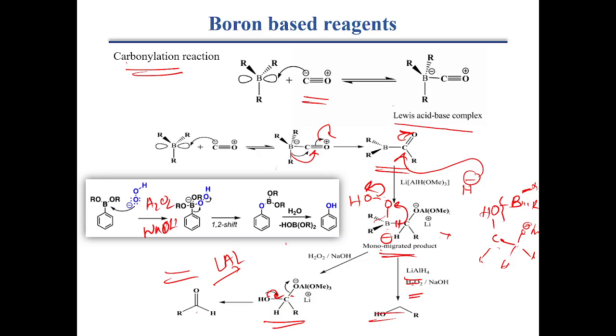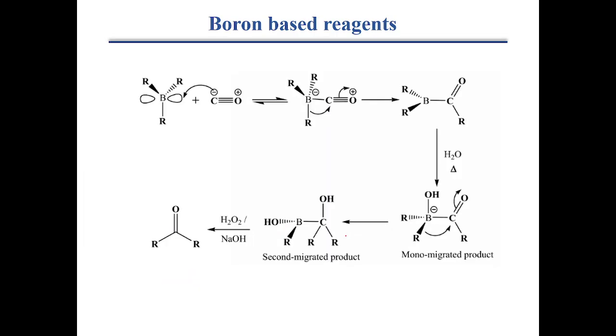So how is this alcohol formed? First H2O2 reacts with the boron center and forms this. Then this group is migrating, a one to shift is happening, and from this oxide, further reaction of water gives this alcohol. This is also after carbonylation. So this is the intermediate.